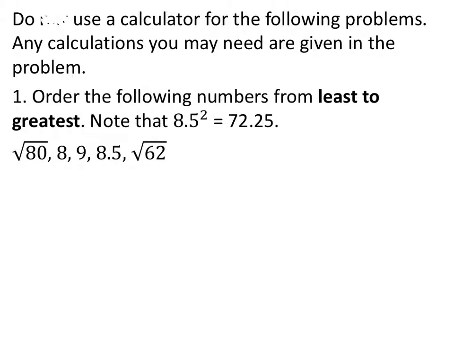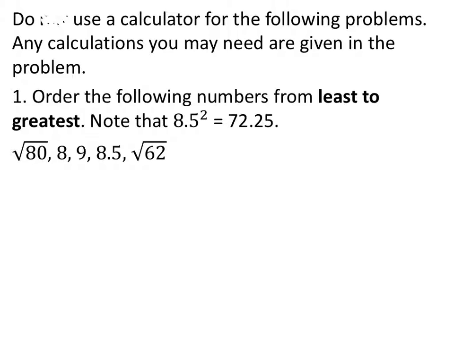So with your calculator, with your neighbor, also order the following numbers from least to greatest. Take 1 minute to do that. Go. So the values we have are the square root of 80, 8, 9, 8.5, and the square root of 62.